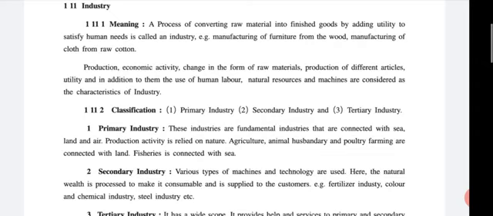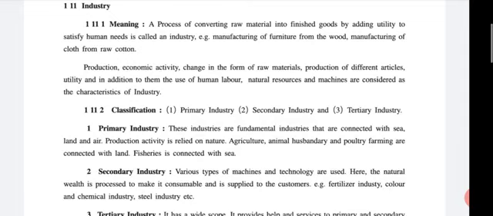In common parlance, anything where raw material is converted into finished goods by adding utility to satisfy human needs, this whole process is called industry. For example, manufacturing furniture from wood, manufacturing cloth material from raw cotton, manufacturing of a cupboard from wood or iron, these are examples of industries.